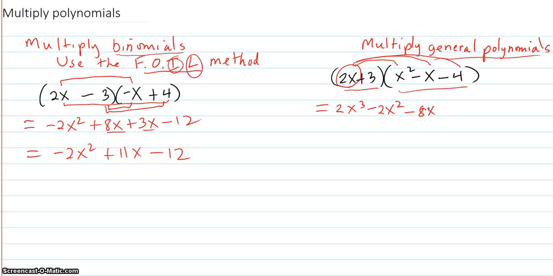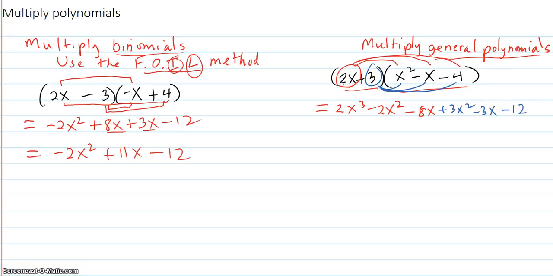Then you take the other second term and hit it on every term of the second polynomial. 3 times x squared is 3x squared. 3 times negative x is minus 3x. And 3 times negative 4 is negative 12.